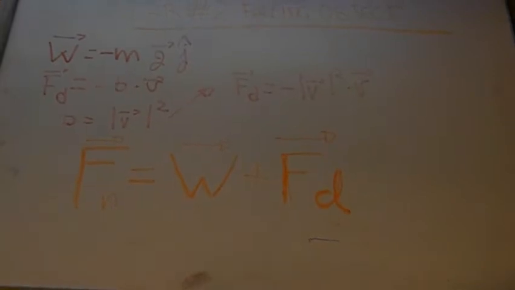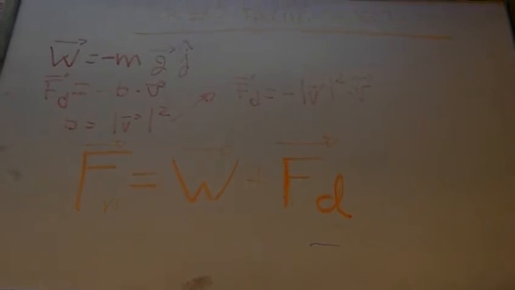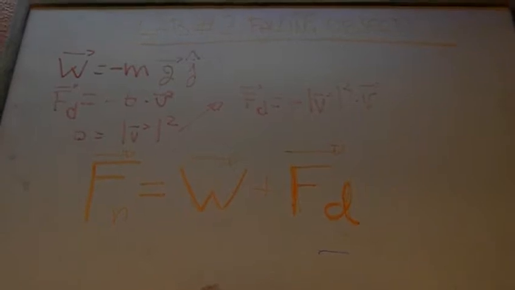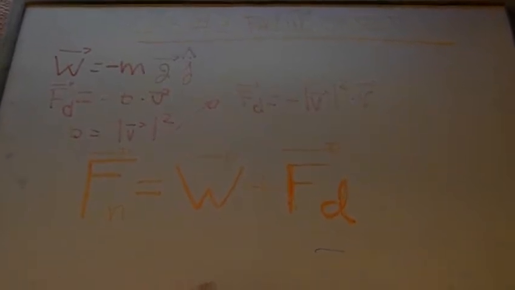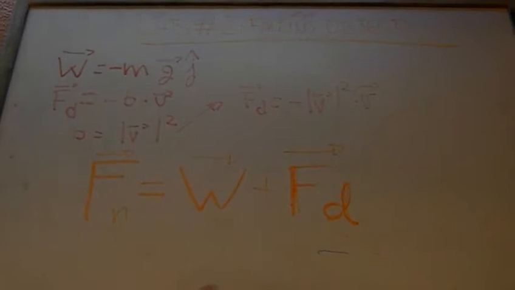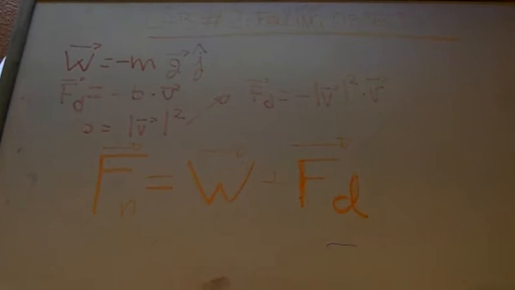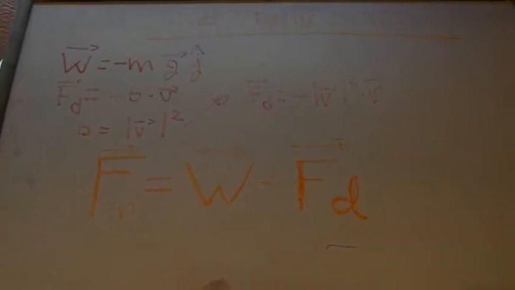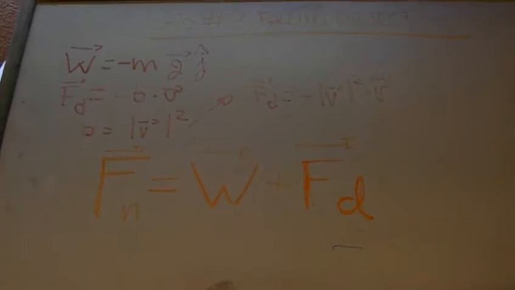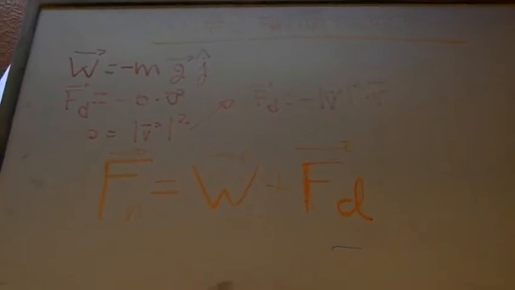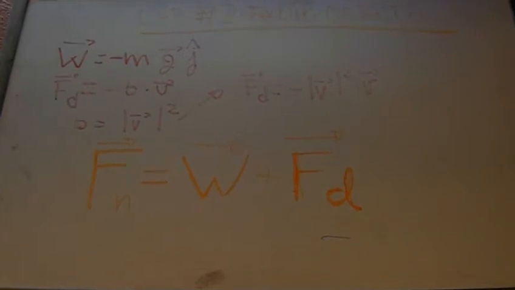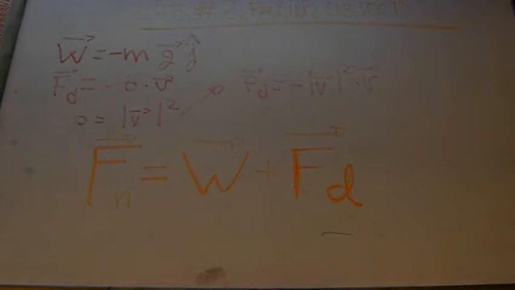So now we also have a drag force. In this case it is a turbulent drag force, which is negative b times the velocity vector, and we have chosen b equal to the magnitude of the velocity squared. So our final drag force is going to be the negative velocity magnitude squared times the velocity vector.